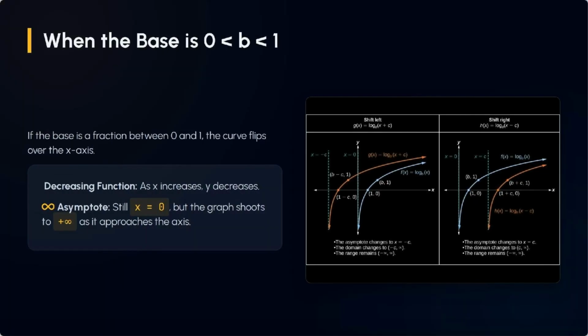If the base is a fraction between 0 and 1, the function becomes decreasing. As x increases, the y value decreases, though it still approaches a vertical asymptote at the y-axis.